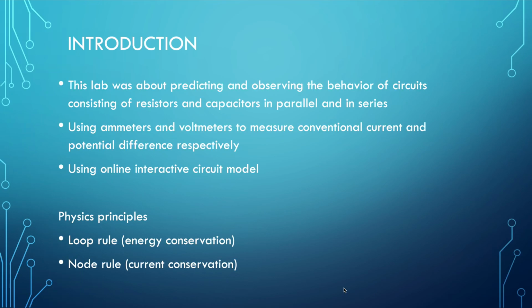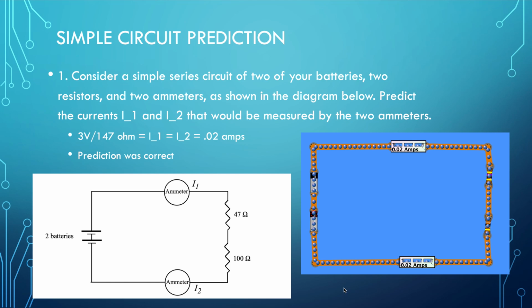The premise of this lab was predicting and observing the behavior of circuits consisting of resistors and capacitors in parallel and in series. We used ammeters and voltmeters to measure conventional current and potential difference respectively, using an online interactive circuit model. The physics principles we used were the loop rule, which is energy conservation, and the node rule, which is current conservation. The first thing we did was make a prediction about a simple circuit.